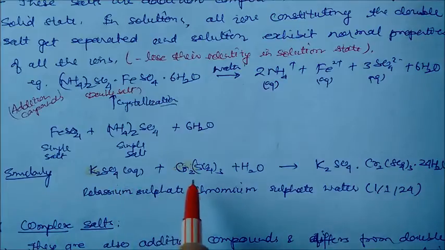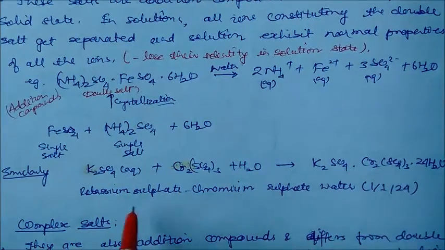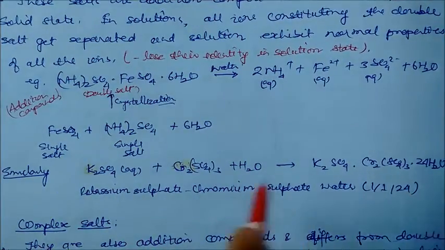Similarly, potassium sulfate, chromium sulfate in water. So they become here potassium sulfate, chromium sulfate. So this is also a double salt. Potassium sulfate, chromium sulfate, water. So we write like this in 1124.